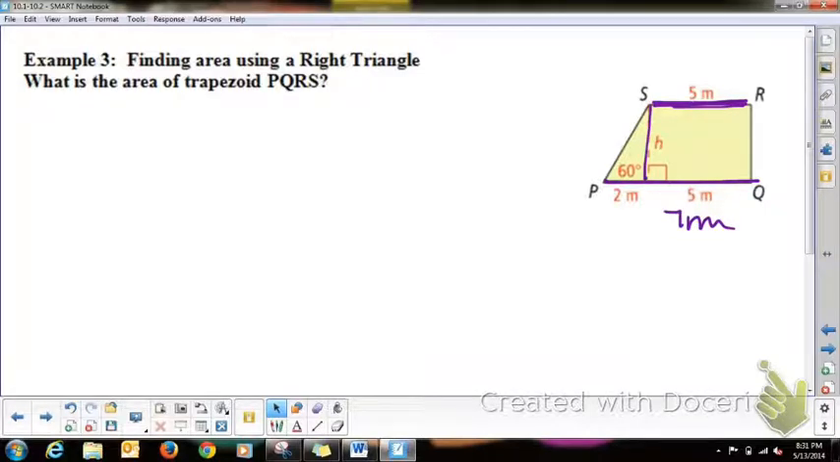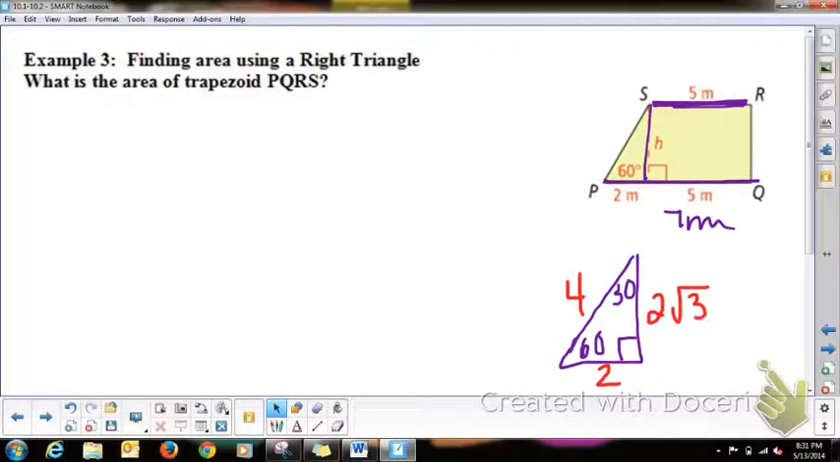But what we do know is that we have a right triangle here with a given angle of 60. So it's a 30, 60, 90. If we know that the short side is 2, in a 30, 60, 90, the hypotenuse is 2 times that, it's 4. And the long leg is the short leg times the square root of 3. So our height is 2 square root of 3.